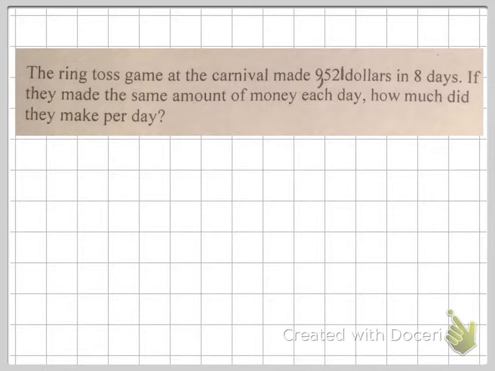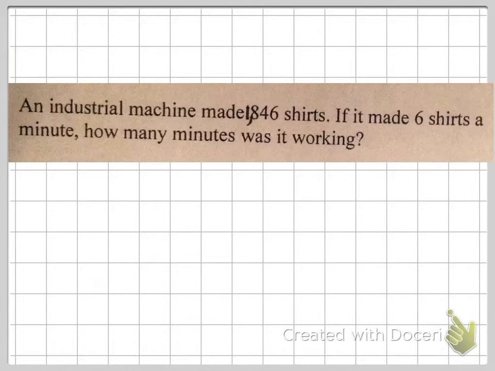Here's your next homework problem. The ring toss game at the carnival made $9,521 in 8 days. If they made the same amount of money in each day, how much did they make per day, meaning in each day? And here's your last homework problem. An industrial machine made 1,846 shirts. If it made 6 shirts a minute, how many minutes was it working?